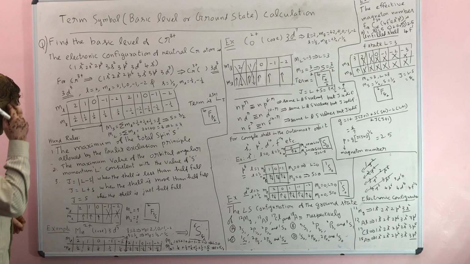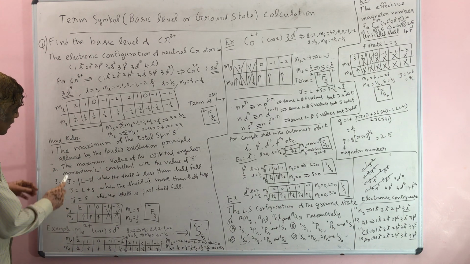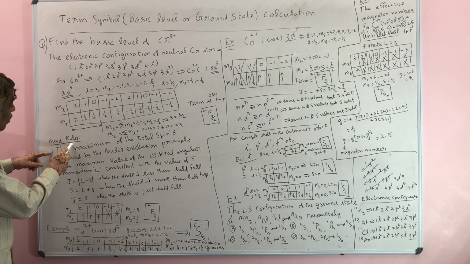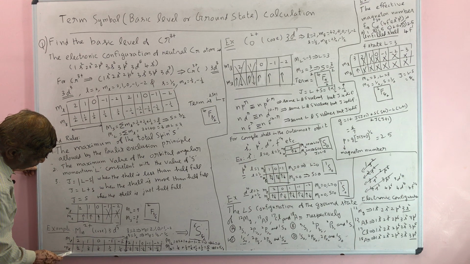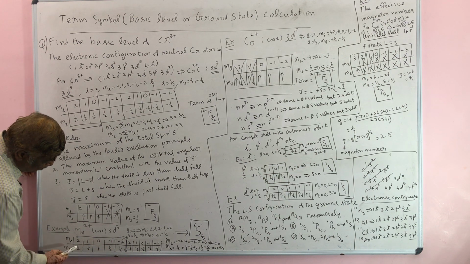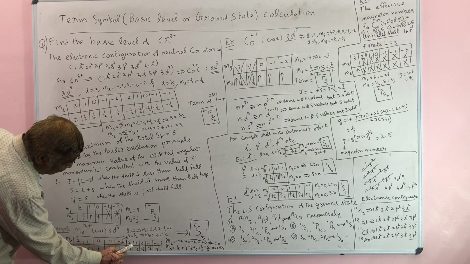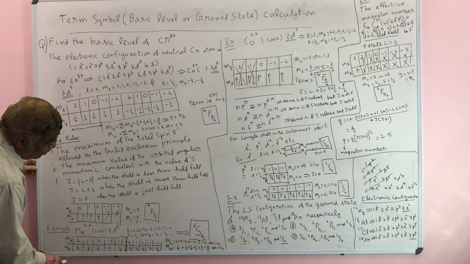So first you consider the states, using Hund's rules first. Maximum S is possible by choosing 5 from this: 1, 2, 3, 4, 5. You take the states from here. So S is 5, this is equal to 5 by 2.